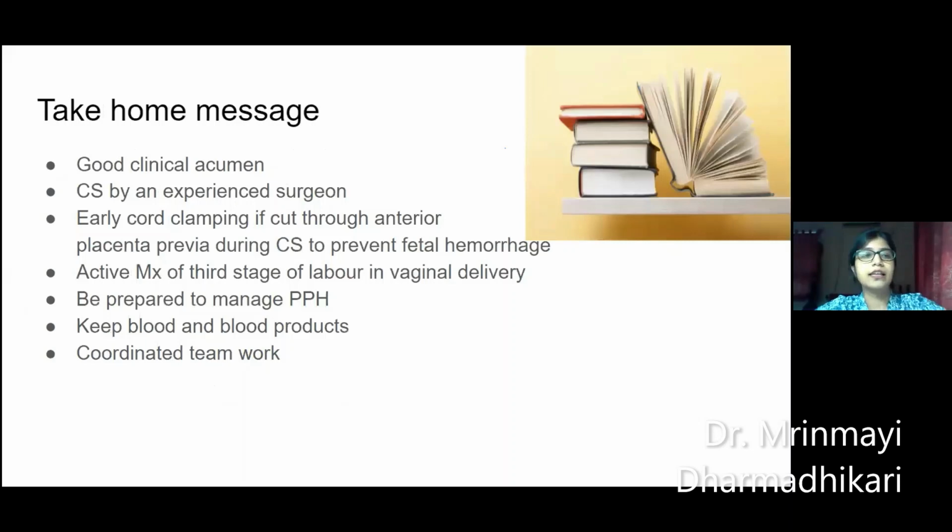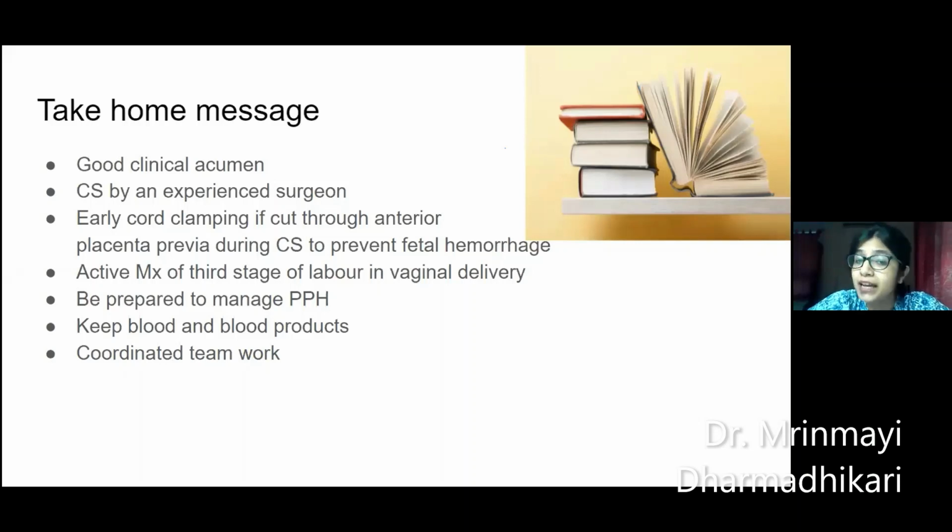Just the last slide for take-home messages. Good clinical acumen is very important in these cases. Cesarean section should ideally be performed by an experienced surgeon. Early cord clamping if you have cut through an anterior placenta previa during a cesarean section, in order to prevent fetal hemorrhage. Active management of the third stage of labor in vaginal deliveries.